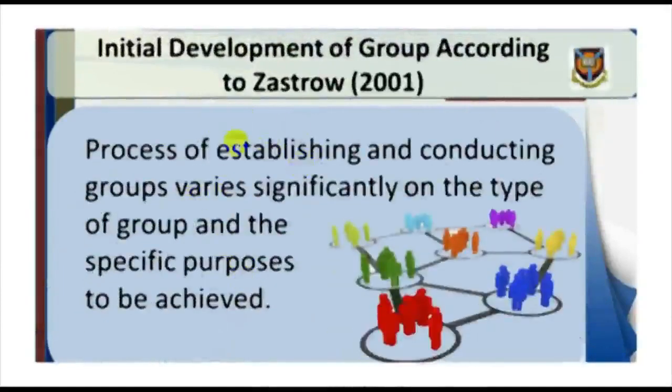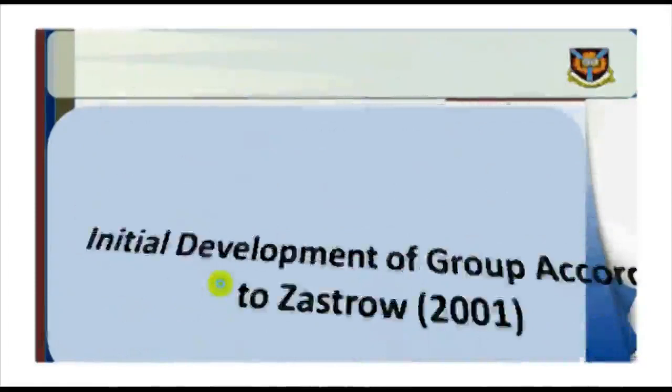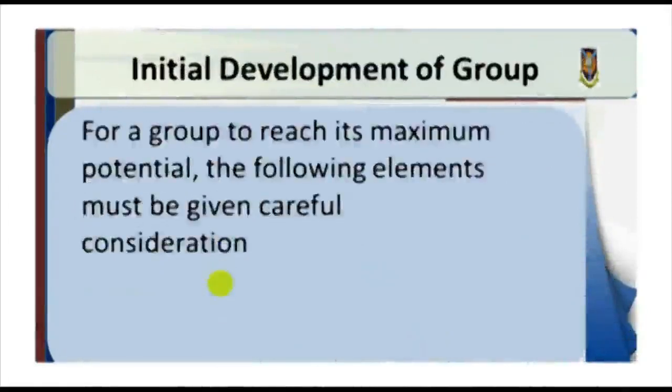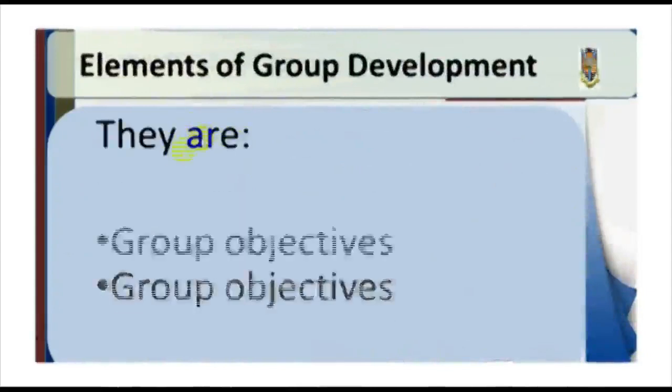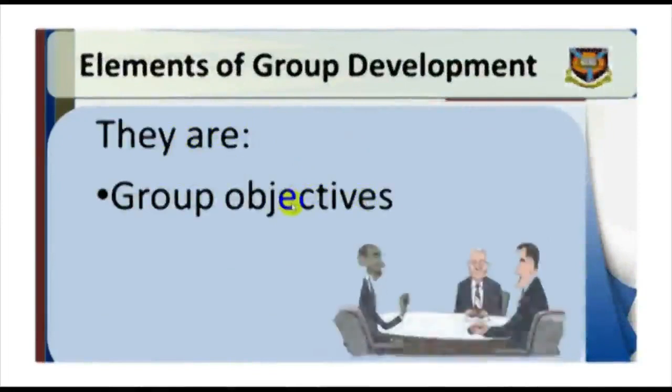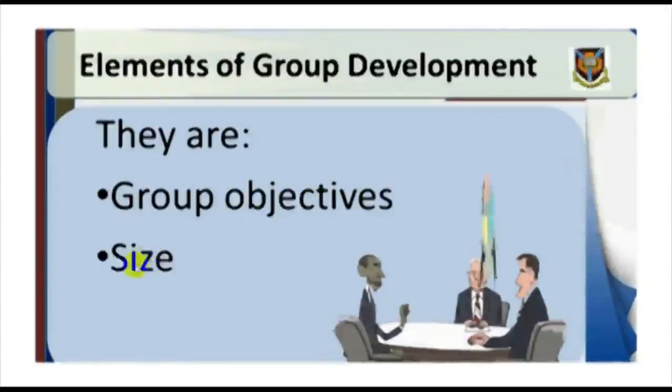Initial development of group. The process of establishing and conducting groups varies significantly on the type of group and the specific purposes to be achieved (Zastrow, 2001). However, for a group to reach its maximum potential, there are common elements to be addressed prior to establishing the group. Hence, the following elements must be given careful consideration, namely, group objectives, size, status, that is, open-ended or closed-ended, and duration.